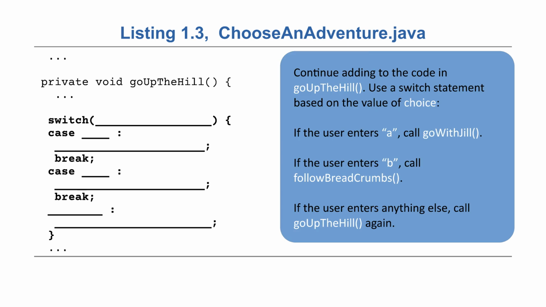Next, continue adding to the code in Go Up the Hill. Use a switch statement based on the value of choice. If the user enters an A, call Go with Jill. If the user enters B, call Follow breadcrumbs. If the user enters anything else, call Go Up the Hill again. Hint, you'll get syntax errors because the first 2 methods don't exist yet.